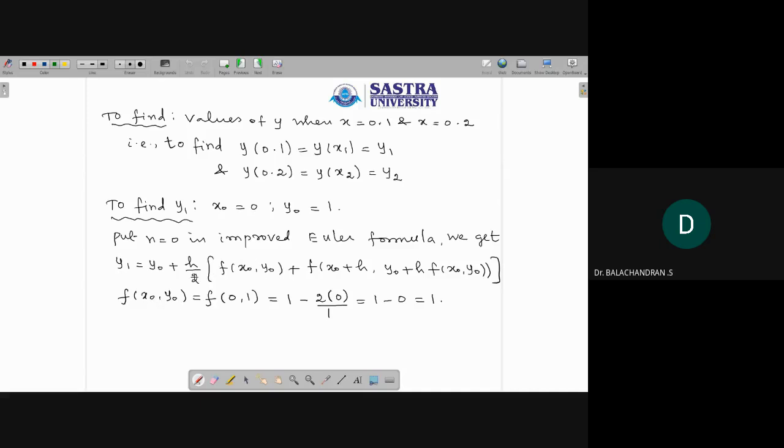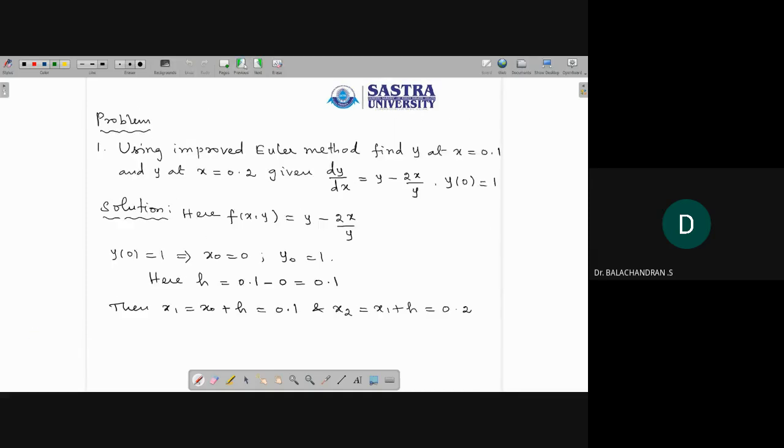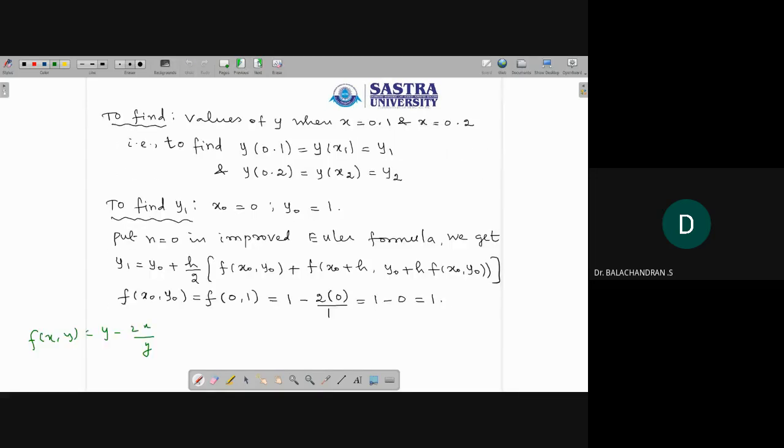X naught is what? 0. Y naught is 1. So f of x comma y, what is f of x comma y? It is y minus 2x by y. So here y is 1. So 1 minus 2 into x, which is 0, divided by 1. So f of x naught comma y naught, that is f of 0 comma 1, is 1. So this is 1.